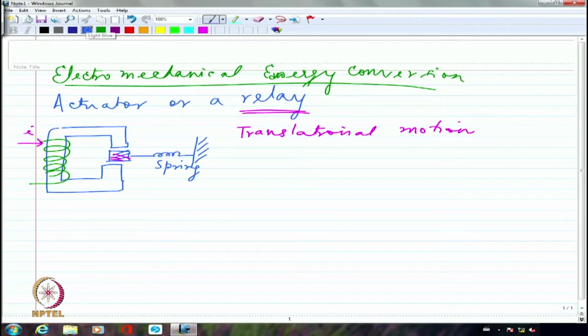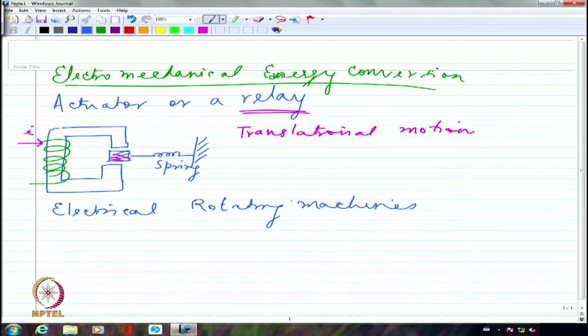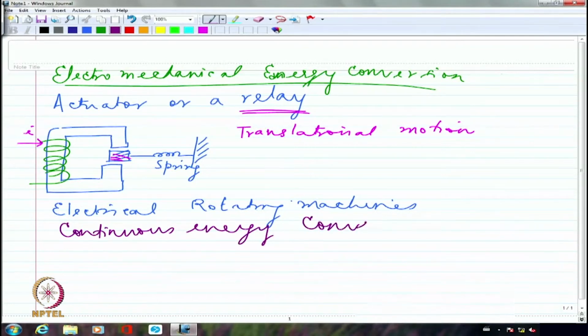So what we are going to concentrate on specifically is electrical rotating machines, which will actually have a continuous energy conversion mechanism. Right? That is what we are going to look at in this particular course on the whole. Until now, what we talked about was only a static machine. Transformer is also very much a machine, but it is a static machine. So what we are going to look at from now on is rotational machines.